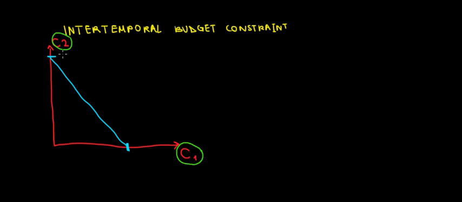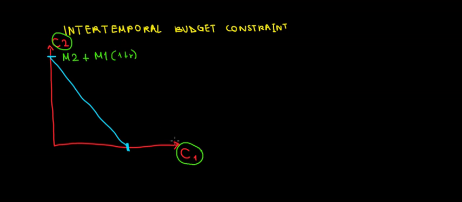So how much can we spend in the future if we spend nothing in the present? Well, we can spend the income that we earn in the future, so that's the money in the future, plus we could save all our money from the present and get interest on that. So 1 plus the interest rate. I hope this makes sense.